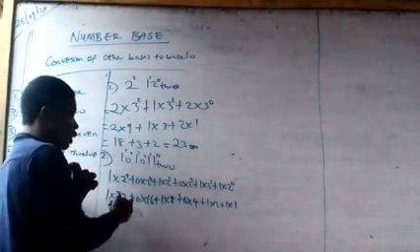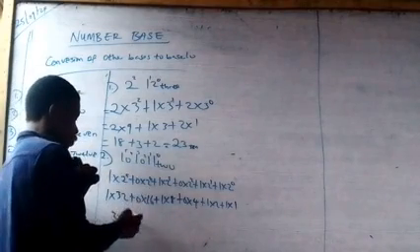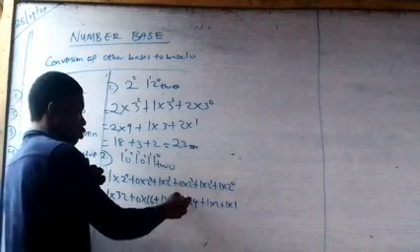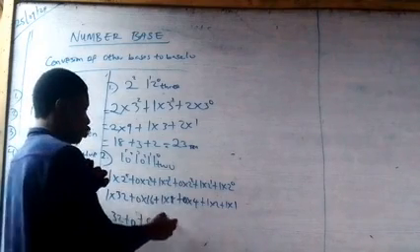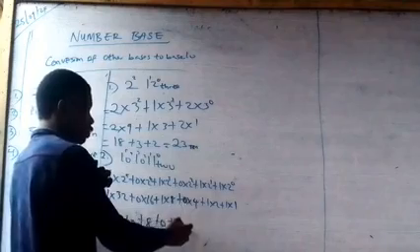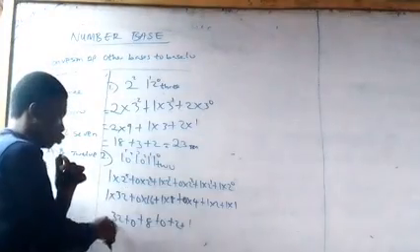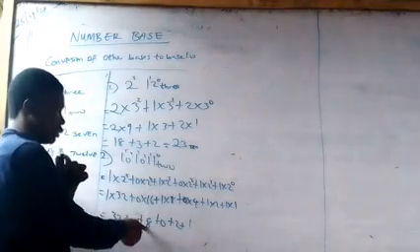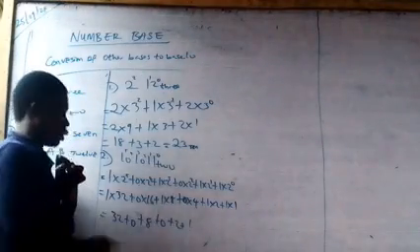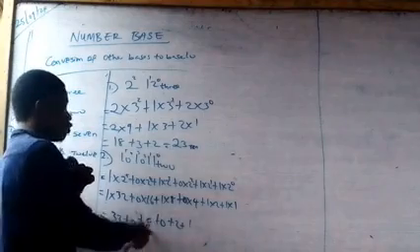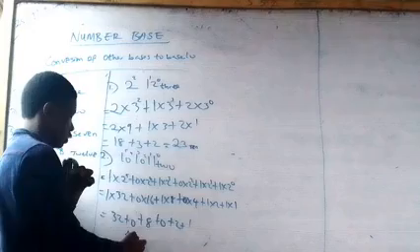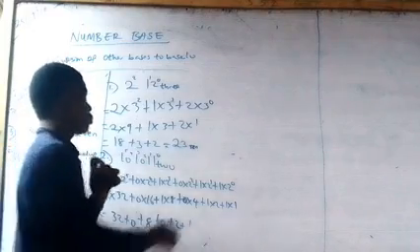So we have 1 times 32, that's 32. 0 times 16, anything times 0 is 0. Plus 1 times 8, 8. 0 times 4 is 0. Plus 1 times 2, 2. Plus 1 times 1, 1. So we have 32 plus 8 plus 2 plus 1. 32 plus 8 is 40. 40 plus 2 is 42. 42 plus 1 is 43 base 10.